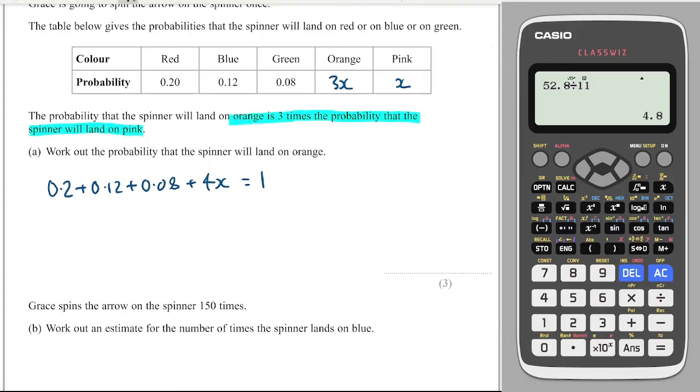So I will do 1 minus 0.2 minus 0.12 minus 0.08, and that will tell me that 4x is equal to 0.6. So 1x is equal to 0.15. That's the probability of pink, so orange is 3 times that, so it's 0.45.